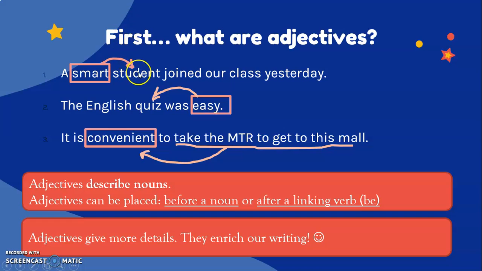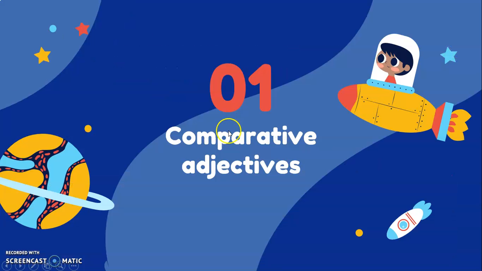And the reason why we're adding adjectives to our sentences is because adjectives give us more detail, right? We know more about the student, the quiz, and also the MTR and the mall. So by adding adjectives, our writing improves. So it's important for us to learn how to use adjectives. And in this chapter in particular, we are going to talk about how we use adjectives to compare different things. Therefore, the term comparative adjectives.